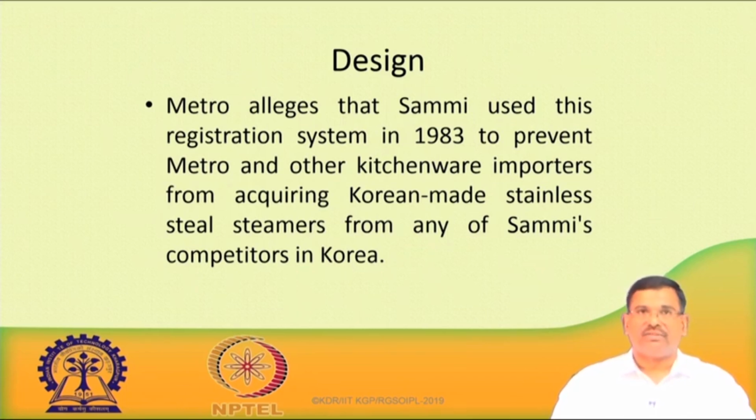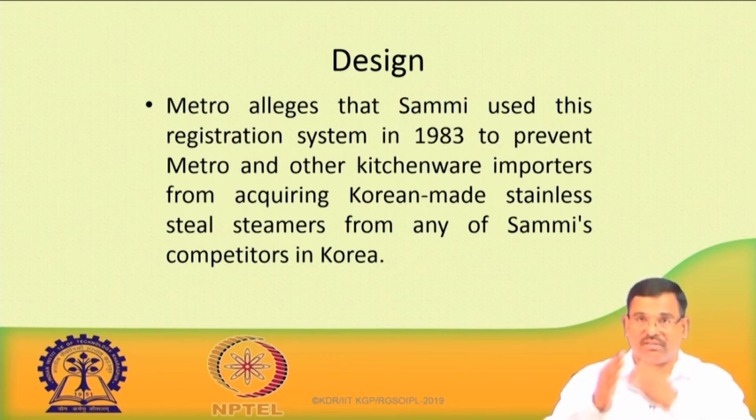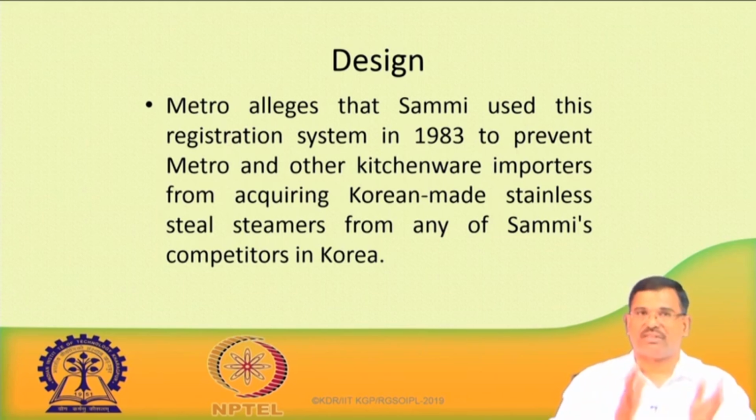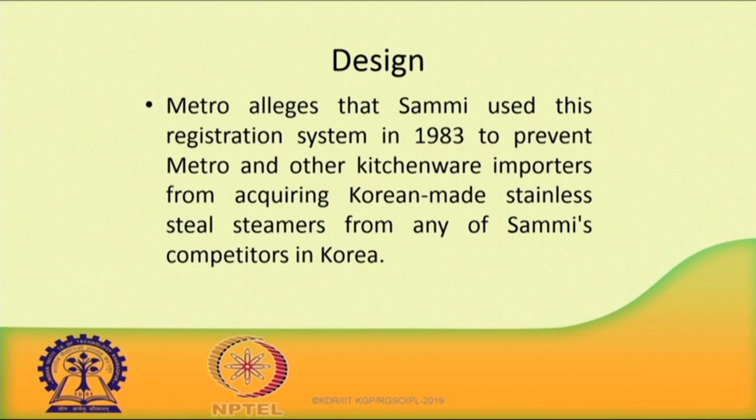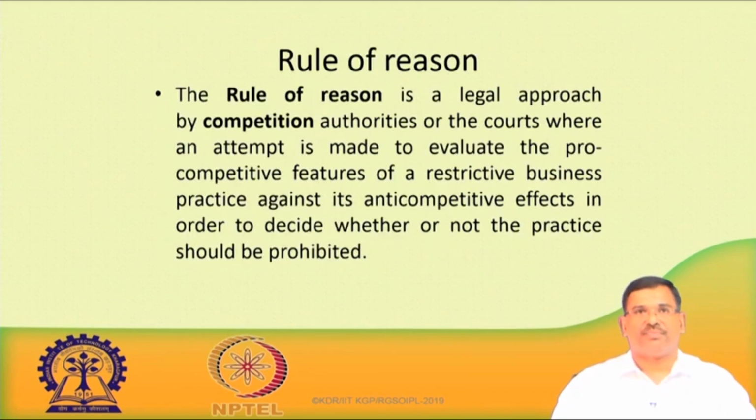The main allegation was that the registration system was used against the kitchenware importers, the US people. These stainless steel steamers cannot be imported from any of Sami's competitors in Korea, because there is an exclusive right on these particular products. So, these US importers allege that there is a violation of the Sherman Act, because the Korean law permits 3 years of exclusive rights.